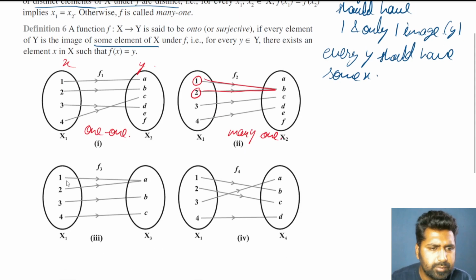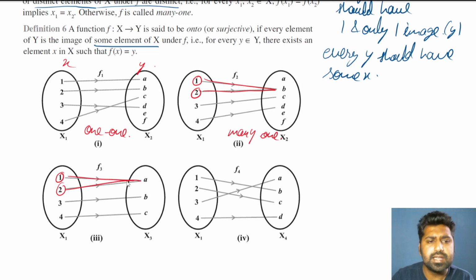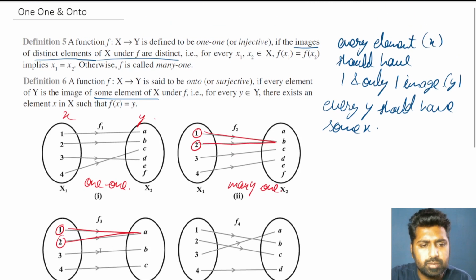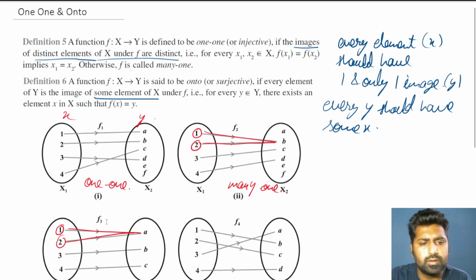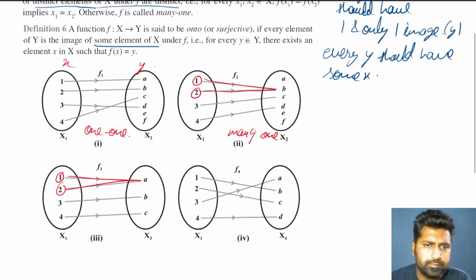Third, again same problem, two elements have same y, whereas our definition says every element should have one and only one y, which is unique. It should not be related with anything else. So again, many-one. And this one: 1 has one image, 2 has also one image, 3 has one image, 4 has also one image. So yes, this is also one-one.